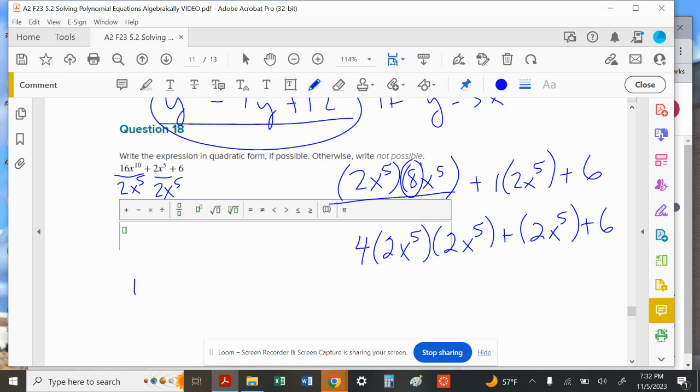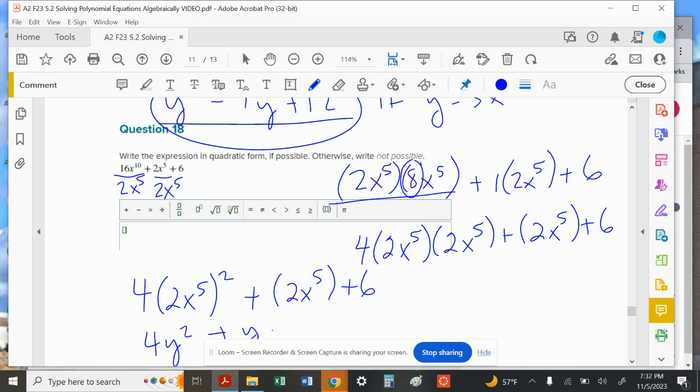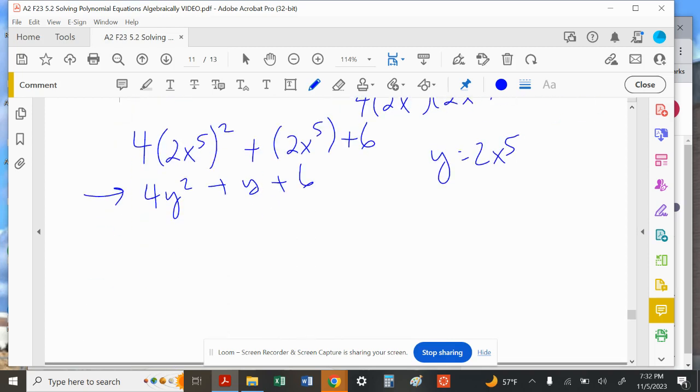And now I have 4 times 2x to the 5th squared plus 2x to the 5th plus 6. So notice here I have my 4y squared plus y plus 6, which is when y equals 2x to the 5th. Now it looks like a quadratic. It's in quadratic form. Okay, last one.